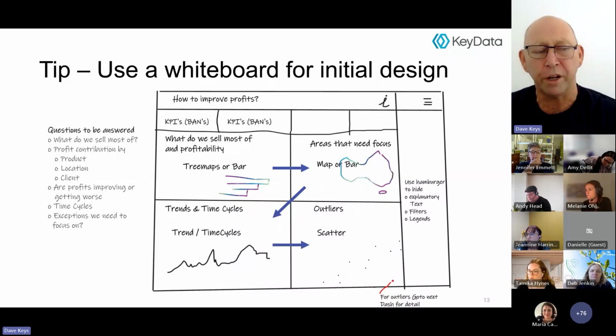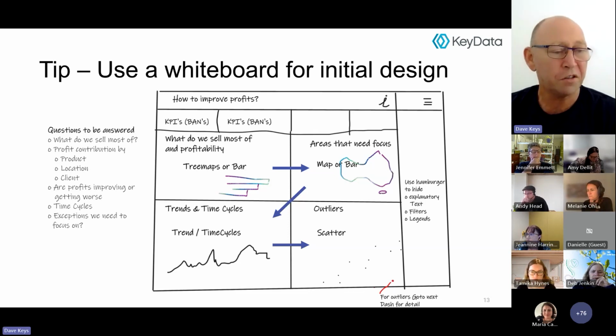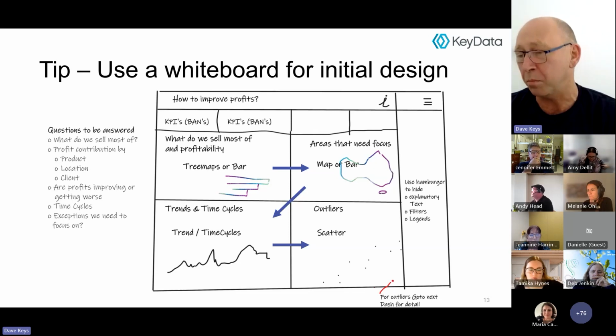Then I tend to go through and ask, what are the specific questions that we might want to answer in order to do that? These are just some examples of those. They're examples. It may change, and the more times you go through it, the more derivatives of that you'll get. So we might then put up our KPIs along the top.